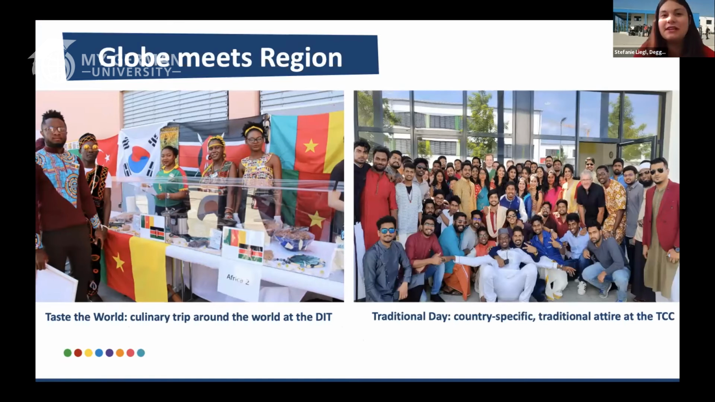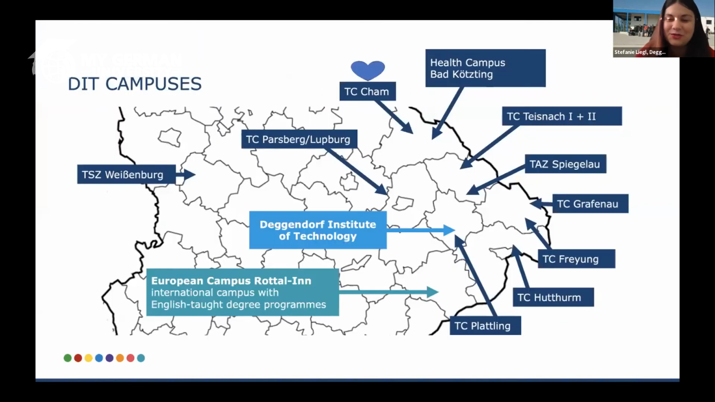We are also organizing a lot of international events. For example, in Deggendorf, we are organizing the Taste the World event where everybody cooks and sells their food to whoever is interested. On Campus CAM, on the right-hand side, we also improvised an international event. But as we have a very small kitchen, we had to do something else. That's why we chose to have a traditional day where everyone wore their traditional attire, country-specific attire, which was a really nice day.